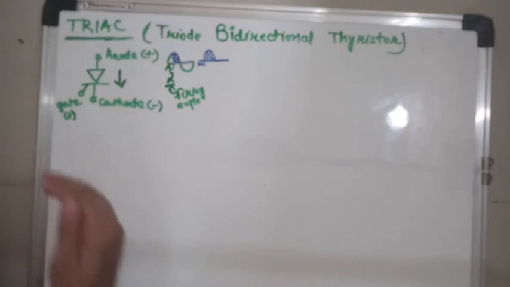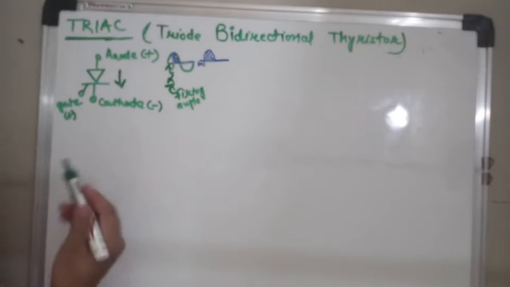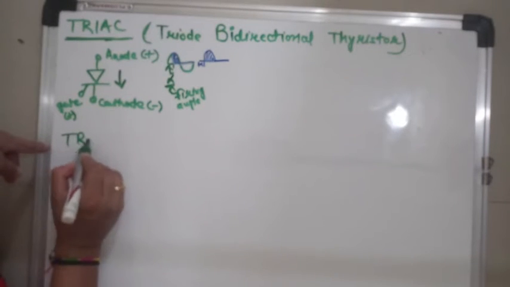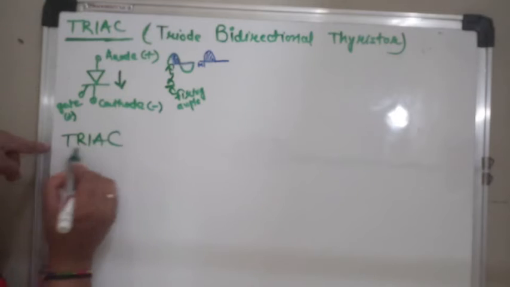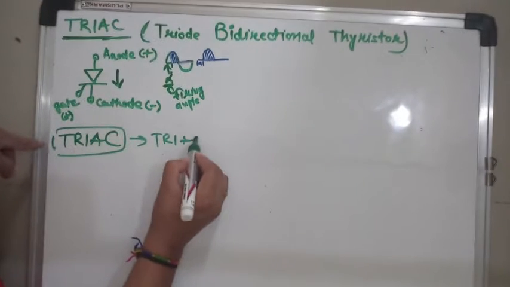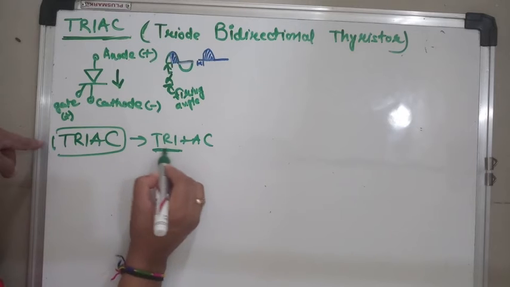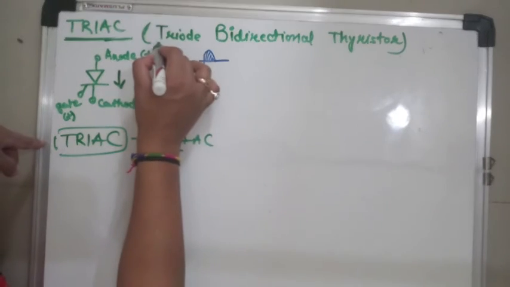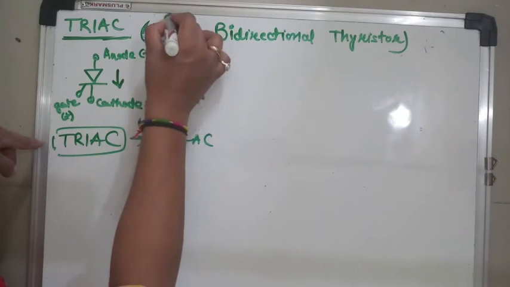This difficulty can be overcome by using the device named the triac. What is a triac? Triac means tri plus AC. The name triac is abbreviated from tri plus AC, and tri is abbreviated from triode, the first three letters of triode.